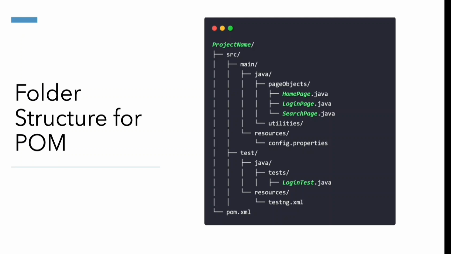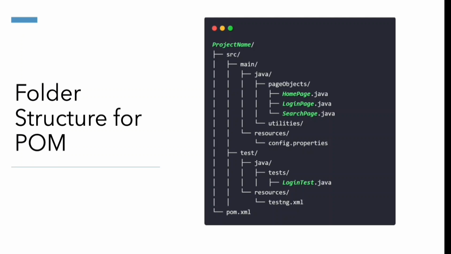Then we have the utility class. Here we define our browser setup and configuration parameters, such as initializing the browser and quitting the browser. And if there is any report, such as an Excel report or Excel report reader, we can utilize those inside this utilities folder.